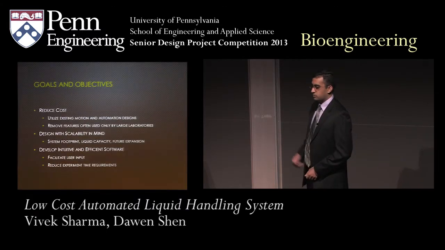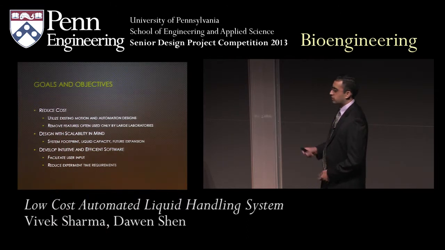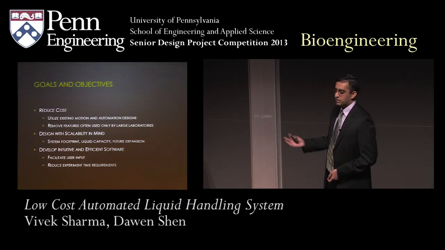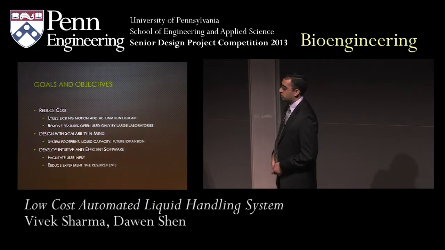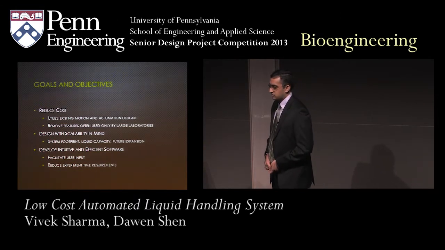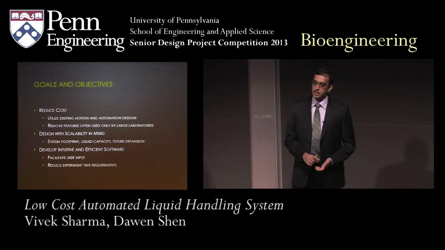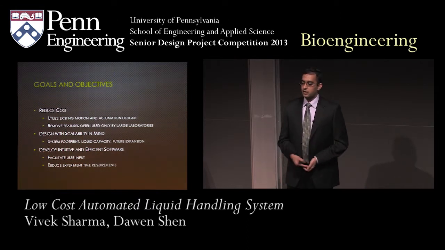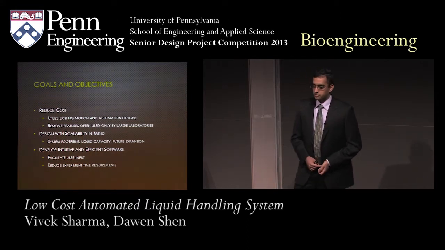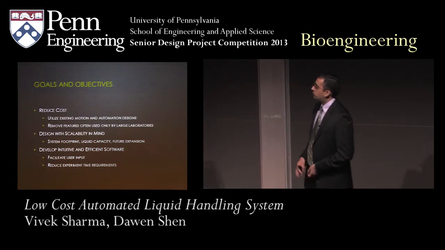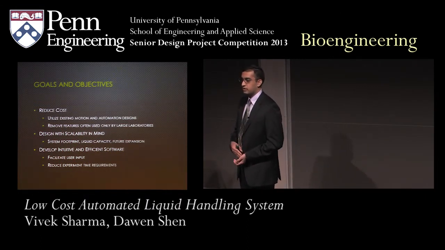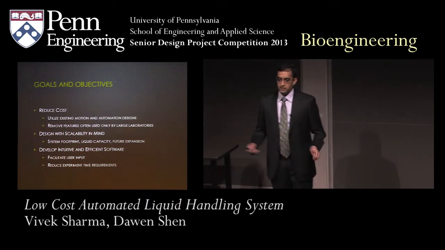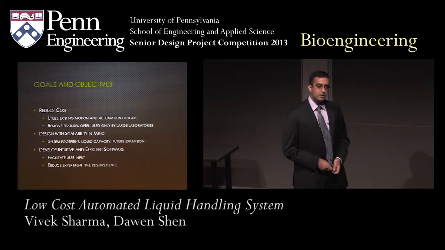So how are we going to address those problems? First, we're going to reduce the cost. How? By implementing motion systems and motion control that are commonly available on the low-cost market. Secondly, we want to design our system with scalability in mind, from small academic labs to systems that are applicable in the pharmaceutical industry. We also want to develop intuitive and really effective software that can not only take commands from the user in an easy way, but optimize their experiments and reduce the amount of time it takes them to run a given process.